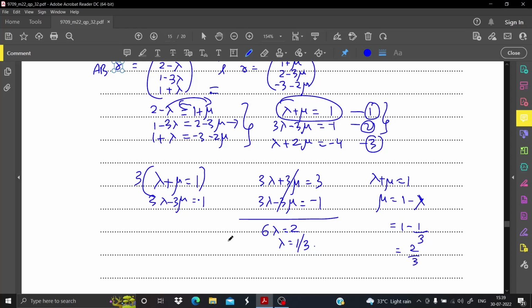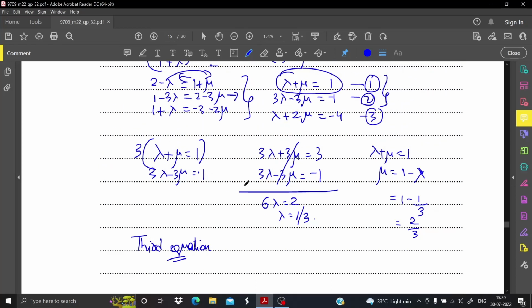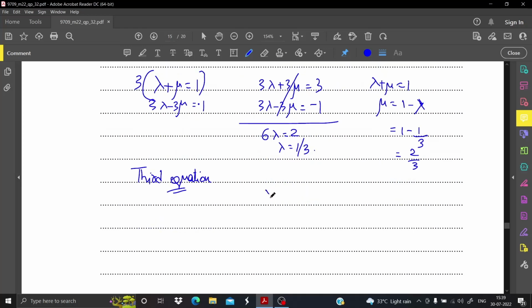Now, if the lines intersect, then the lambda and the mu value that we got has to satisfy the third equation. So let's consider the third equation. If the lambda and the mu value don't satisfy the third equation, then the lines do not intersect. So lambda plus 2 mu, this is the third equation we have. Let's substitute the lambda and the mu in this. Lambda is 1/3. The mu is 2/3.